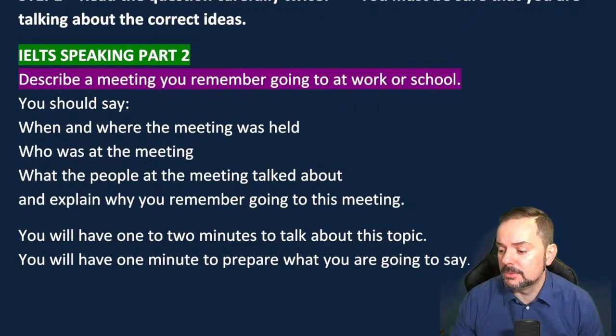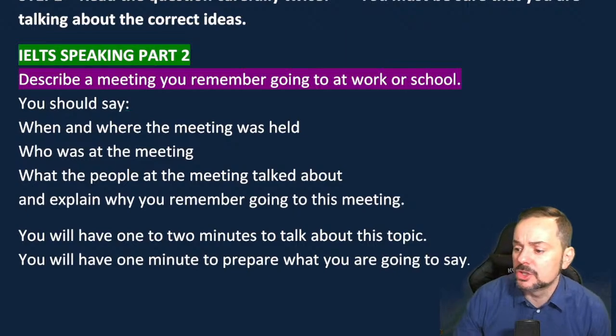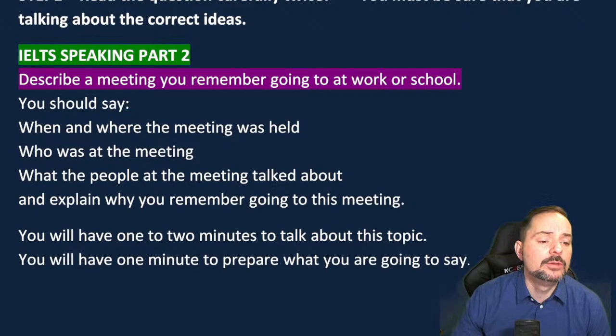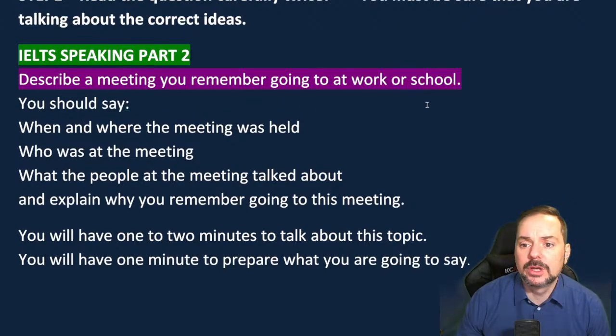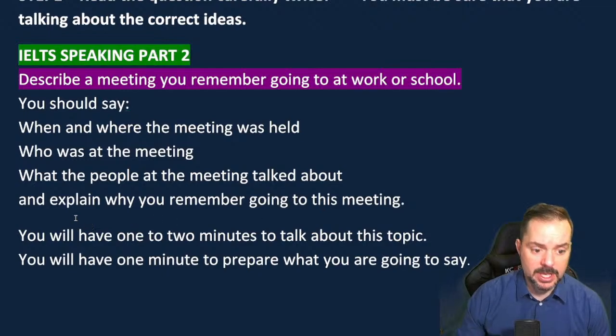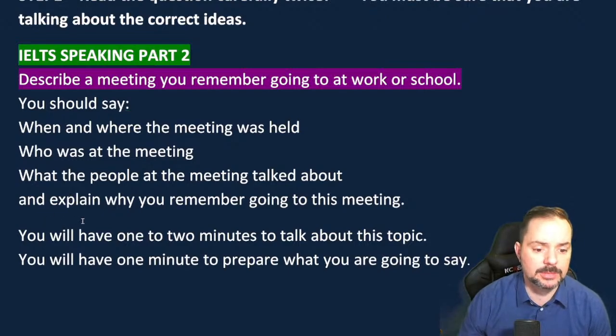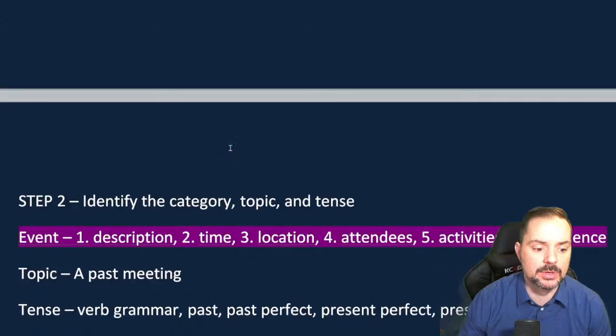I'm going to open up my computer clock here so I can show you that you can do this in 1 minute. So I read the question twice. Describe a meeting you remember going to at work or school. When and where the meeting was held, who was at the meeting, what the people at the meeting talked about, and explain why you remember going to this meeting. When and where, who, what they talked about, explain why you remember going to this meeting.